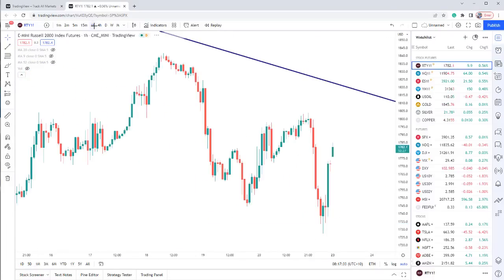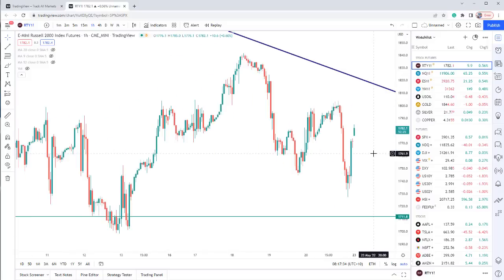Okay. And this is the hourly chart I'm looking at now. All right, so this is the hourly chart I'm looking at. Let's go back to the daily chart.